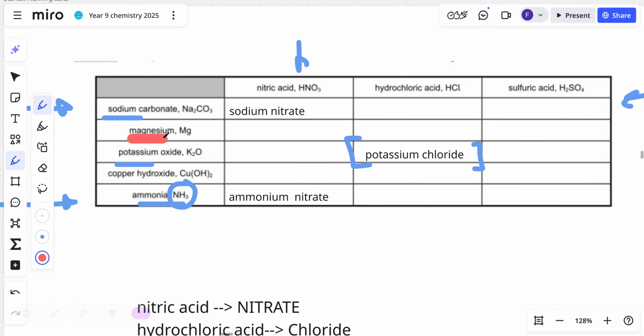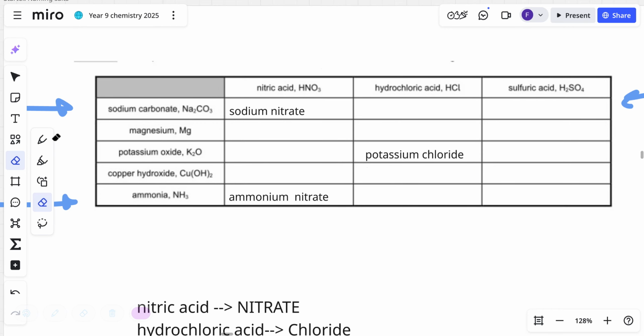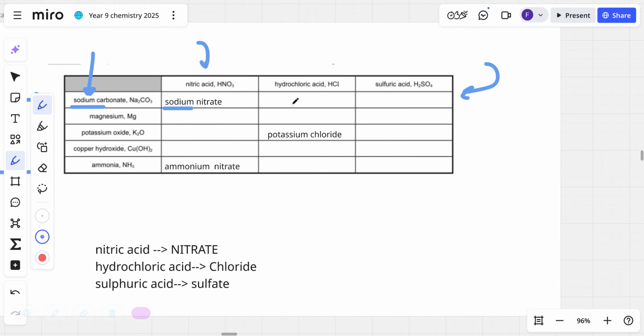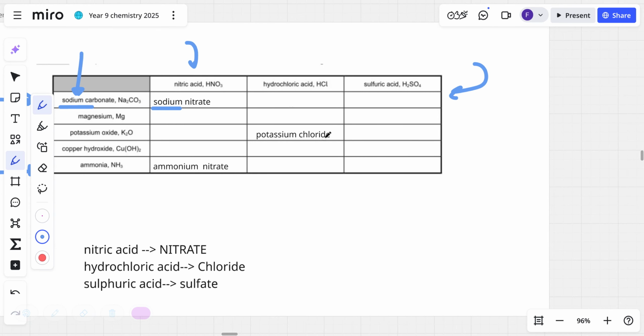If you've got magnesium or potassium or copper, these are the names of the metals. So you have sodium carbonate, doesn't matter about the carbonate quite yet, magnesium, potassium, copper. The acid tells you the last part of the name. The first part of the name is the metal. The second part depends on the acid. If it's nitric acid, it ends in nitrate. If it's hydrochloric acid, it ends in chloride. And if it's sulfuric acid, it ends in sulfate.